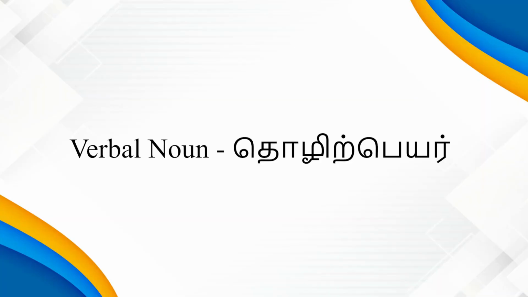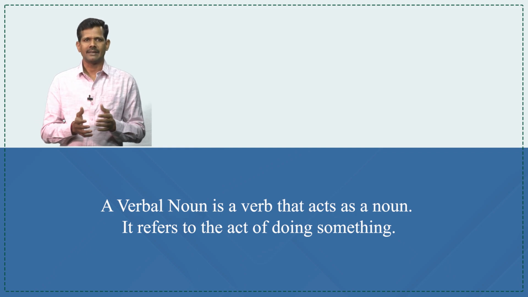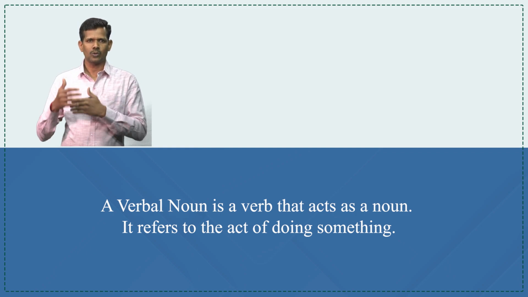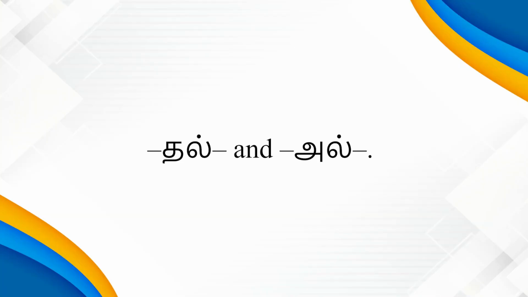Now, we will discuss the verbal nouns in detail. A verbal noun is a verb that acts as a noun. It refers to the act of doing something. Next, we will examine the structure of verbal noun. We begin with the most common group of verbal suffix markers, tal and al. These serve as standard markers for forming the formal verbal nouns. Especially, we will demonstrate how these suffixes are conjoined with the verb stem to create a complete verbal noun.